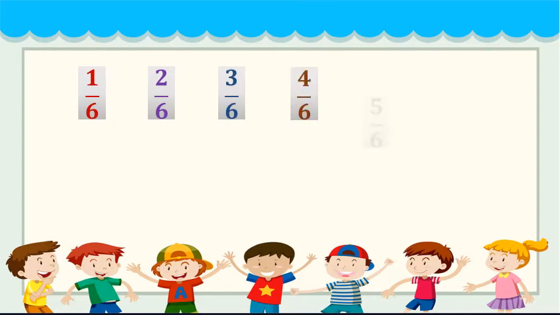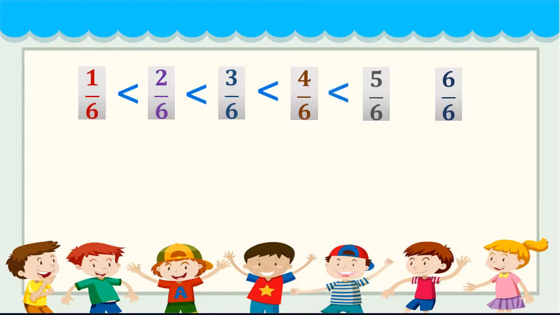See students, I will write the same thing here. See, in the 6 given parts, one part is colored. The colored part is 1 upon 6. One part is colored, and in the second, 2 parts are colored. So 1 part is less than 2 parts, isn't it? 2 colored parts are less than 3 colored parts, isn't it? The area is less. Correct? Now 3 parts are less than 4 parts, and 4 parts are less than 5 parts, and 5 parts are less than the whole, or 6 parts.